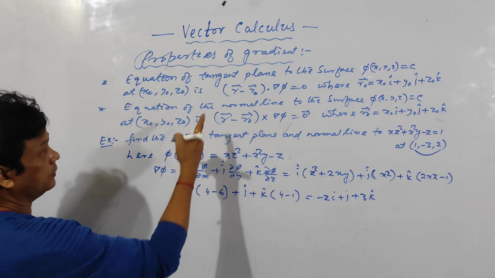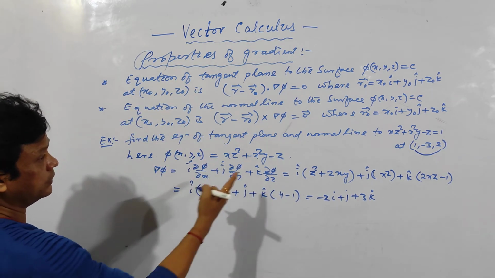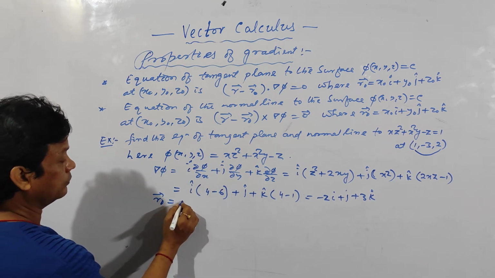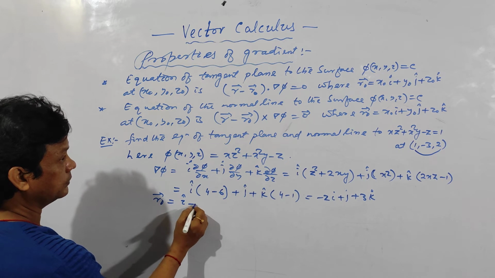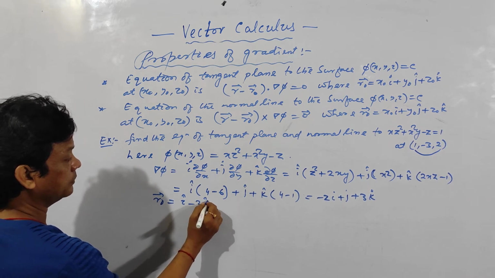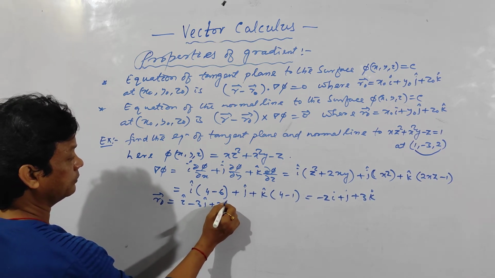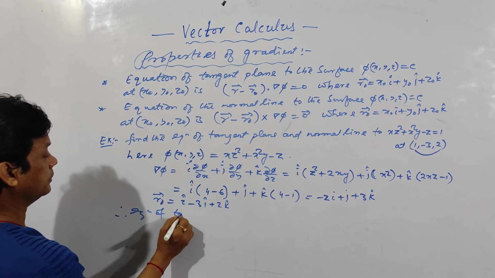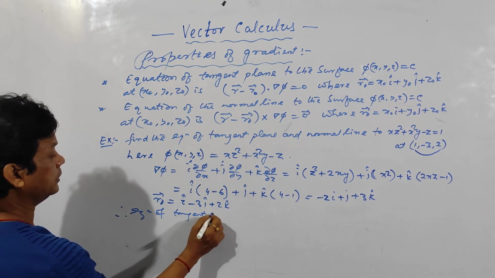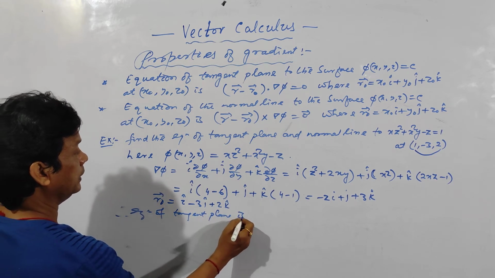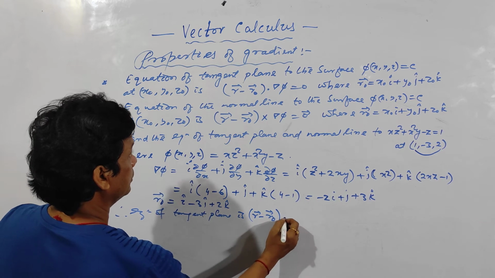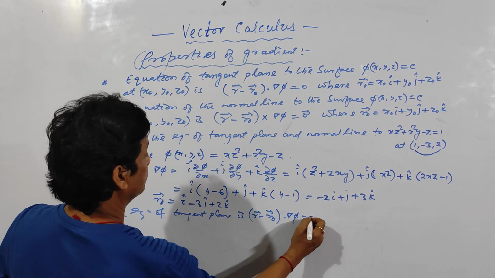Now, what is R0 vector? Here R0 vector is 1 into I cap minus 3 into j cap plus 2 into k cap. So therefore, the equation of tangent plane is R minus R0 dot grad phi is equal to 0.